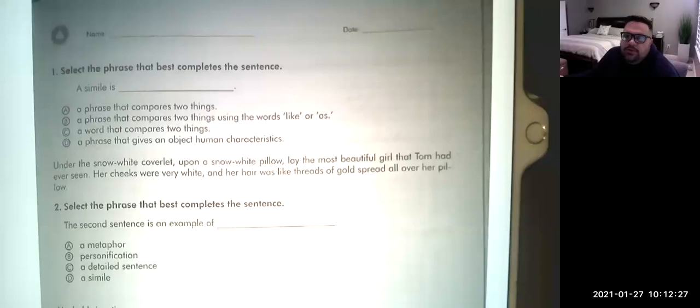Okay, Mr. Spina, we're going to do our figurative language homework. This is going to be done just like the math. I'm going to read the question, we're going to pause, and then Mr. Spina will explain to you why it's the answer.